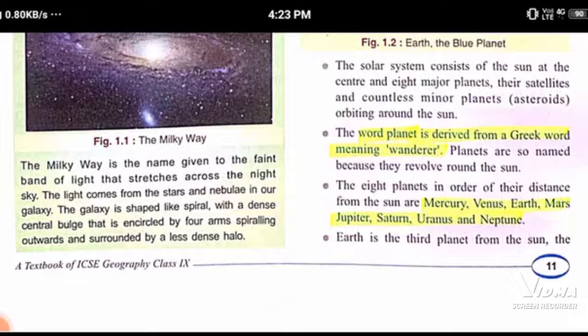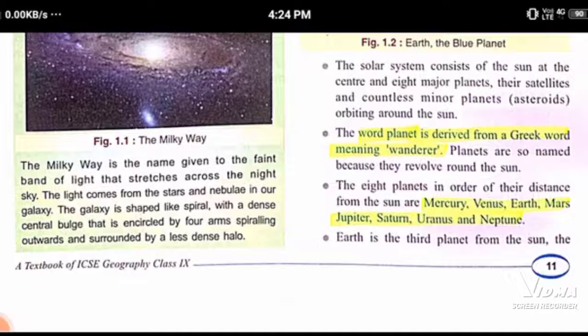Their satellites, we know, the satellite of the earth is the moon. And the countless minor planets that are asteroids. The solar system consists first of the sun, which is at the center and surrounded by 8 major planets, the satellites, and the countless minor planets that are asteroids, which are orbiting around the sun.